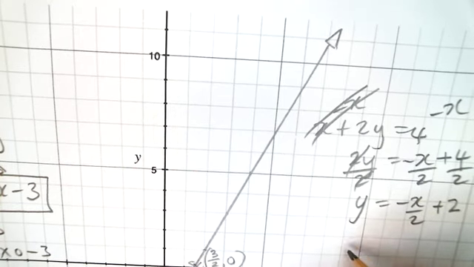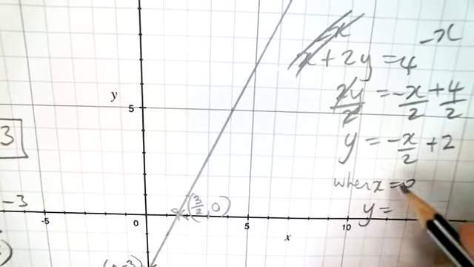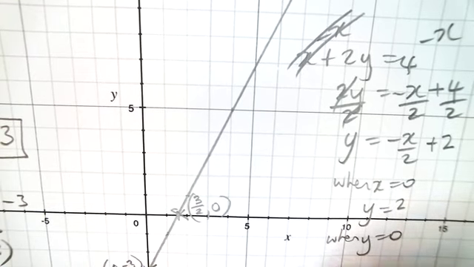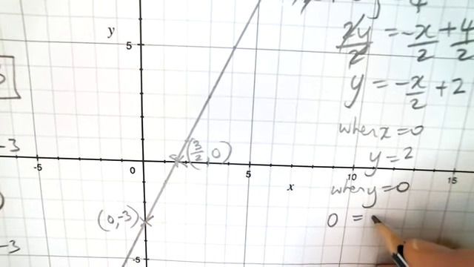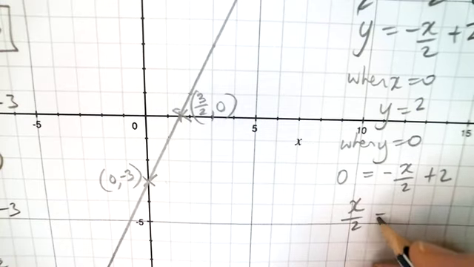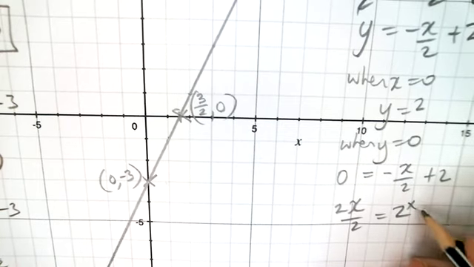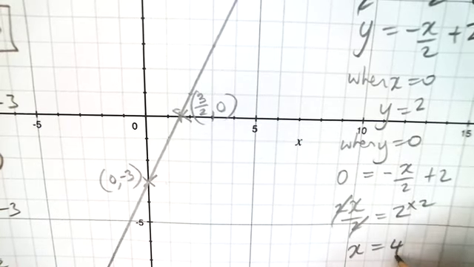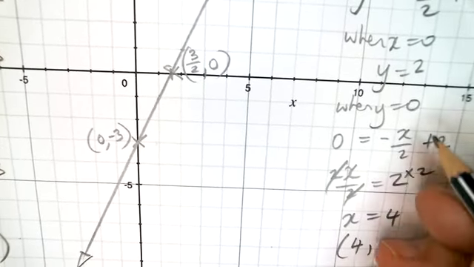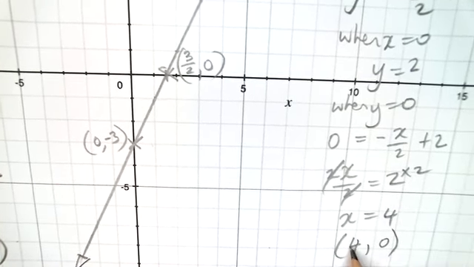So for the y-intercept, when x is 0, y will be 2. When y equals 0, 0 is equal to negative x on 2 plus 2. So x on 2 is equal to 2. Let's multiply both sides by 2. So x is equal to 4. So we've got another point: the intercept point is 4 along, 0 up.